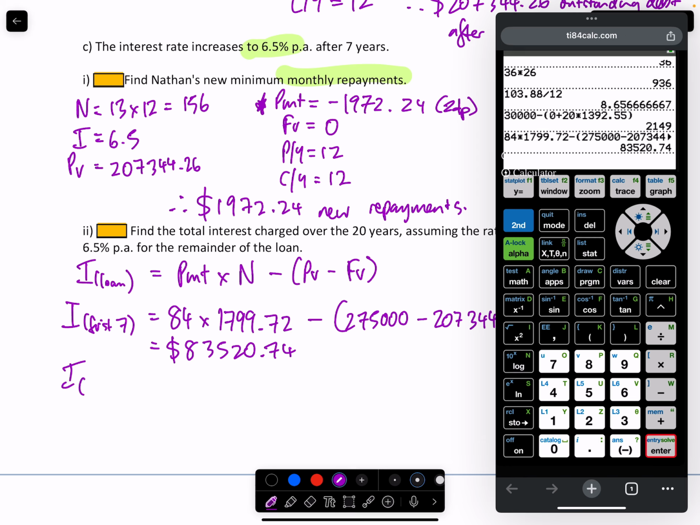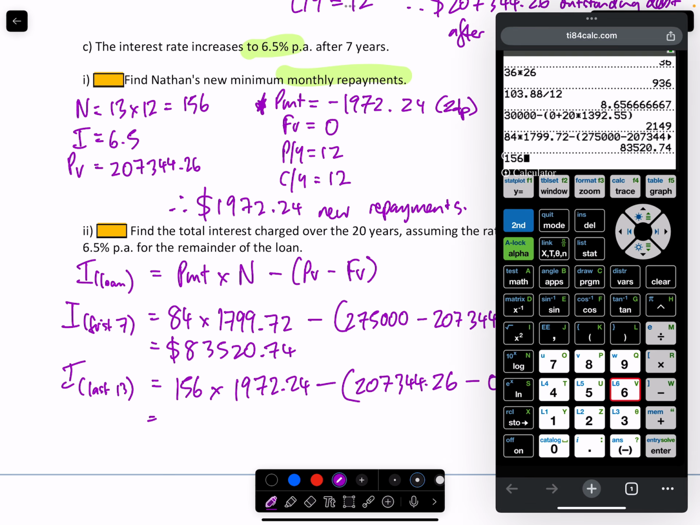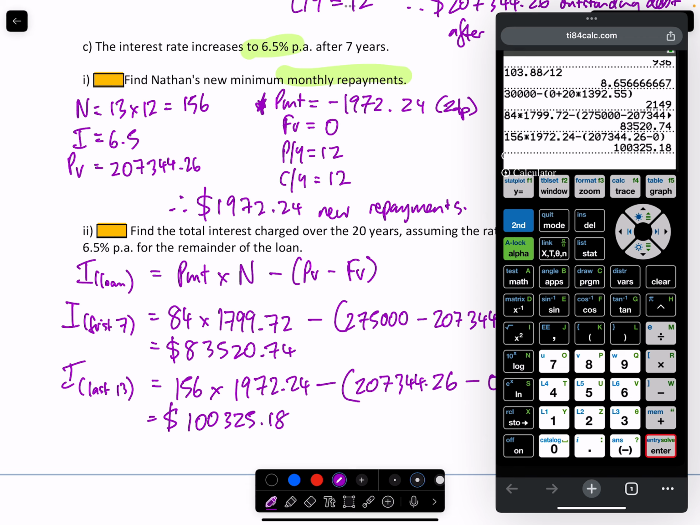And then the interest in the last 13 years is going to be 156 payments of the larger repayment of $1972.24, take away, he got his debt down to 207,344.26, and he wants to get it down to nothing. 156 times 1972.24 minus 207,344.26, take nothing. That tells me $100,325.18.